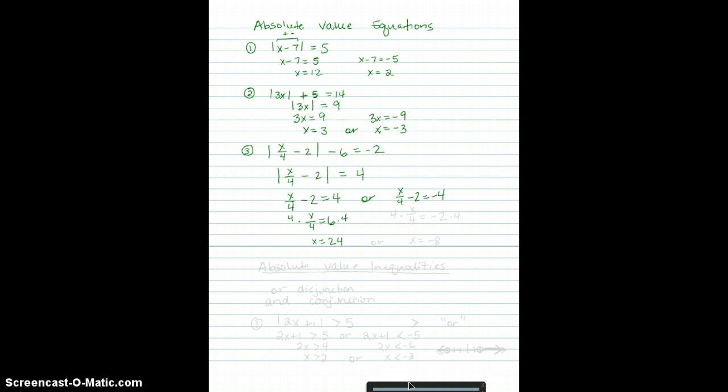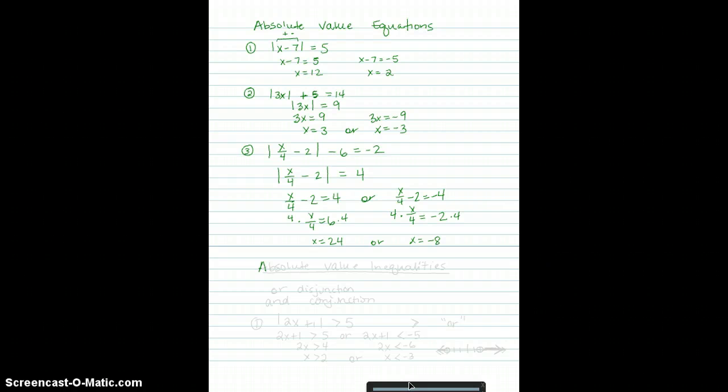Solve the second equation by performing the same steps. Add 2. So x over 4 is equal to negative 2. Multiply by 4 again, because that 4 is in the denominator. So x is going to be equal to negative 8. So we get these two solutions. And you can still check those by plugging them back in.